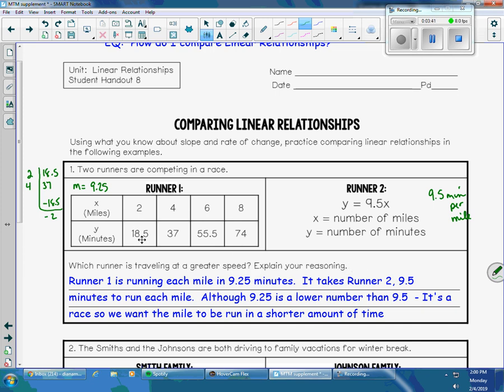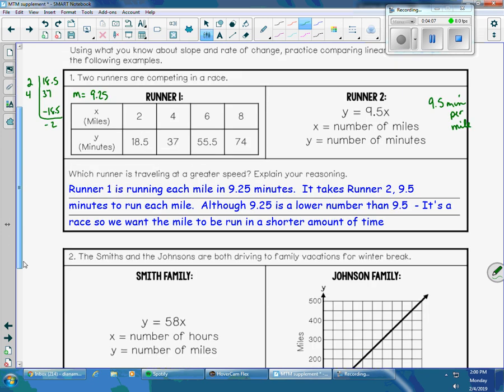Now, if I had seen here, and I guess I should have done this, at 0 minutes, we would have run 0 miles. So I know that this is a proportional relationship, and to calculate my unit rate, I could have just taken my minutes, my y, and divided by my x, and I would have gotten 9.25 as well. But it never hurts to be practicing how to find the slope of 2 points, does it? We need to know that, so.